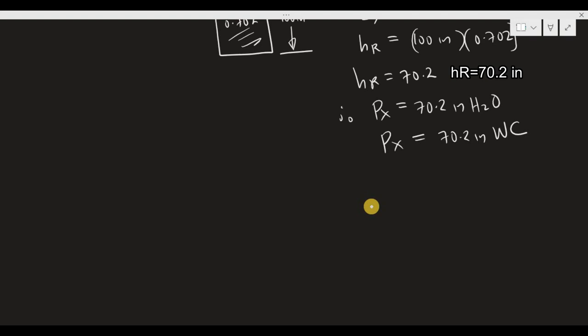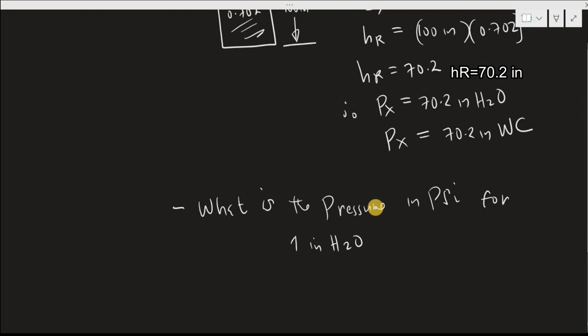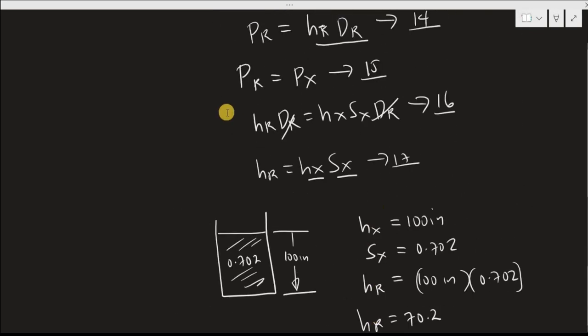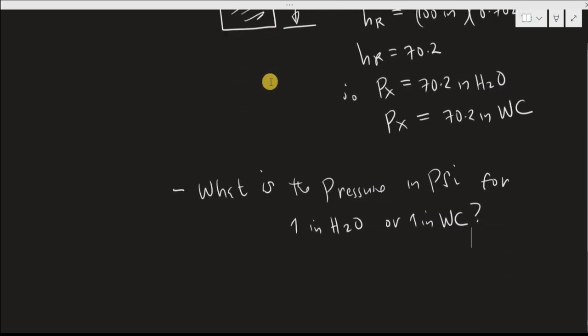Okay, and also to gain a better comprehension of the process of converting pressure units based on fluid column height, let's first take an example before moving on to the next step of preparing to derive the main equation for this presentation. So let's consider answering the following question. What is the pressure in PSI for 1 inch H2O, or 1 inch water column? Okay, we can use equation 14 to solve this problem.